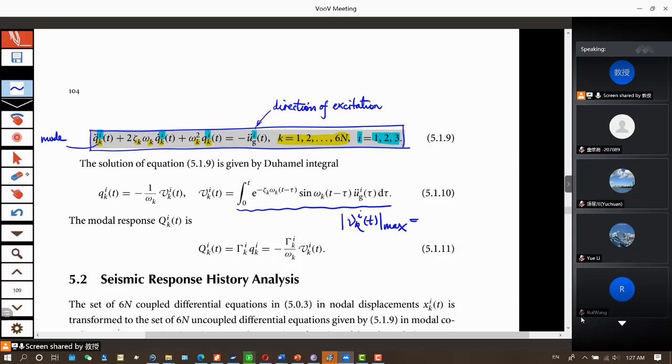Okay, now we introduce two methods for solving these equations. One is the time history method, and the other is the response spectrum method.